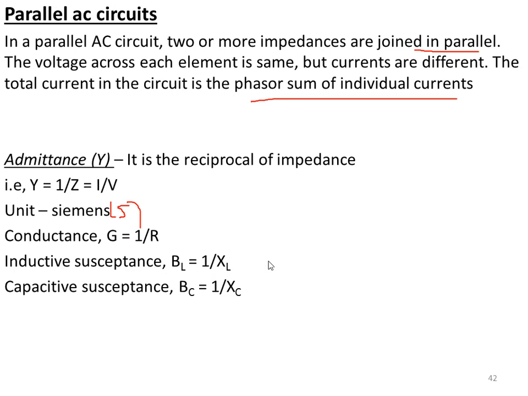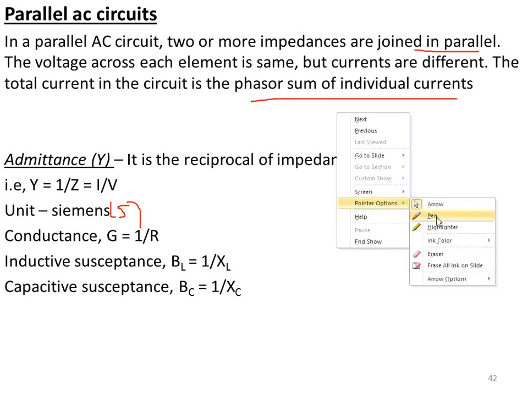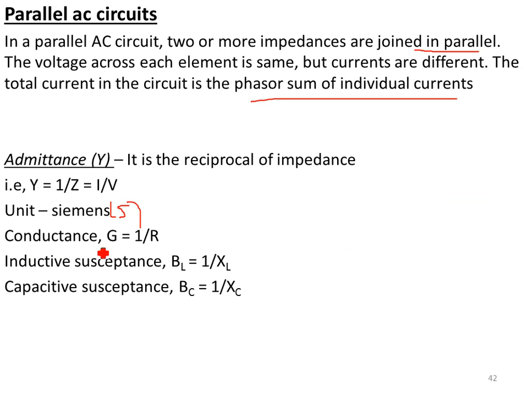Now next one is capacitive susceptance. Capacitive susceptance is inverse of capacitive reactance. Capacitive reactance is Xc. Inverse of that is BC. Now coming to the unit of conductance, inductive susceptance and capacitive susceptance, all units are same. Conductance G is equal to 1 by R. Unit of resistance is ohm. So the unit of conductance is mho or ohm inverse. Similarly, BL is also ohm inverse and BC is also ohm inverse.